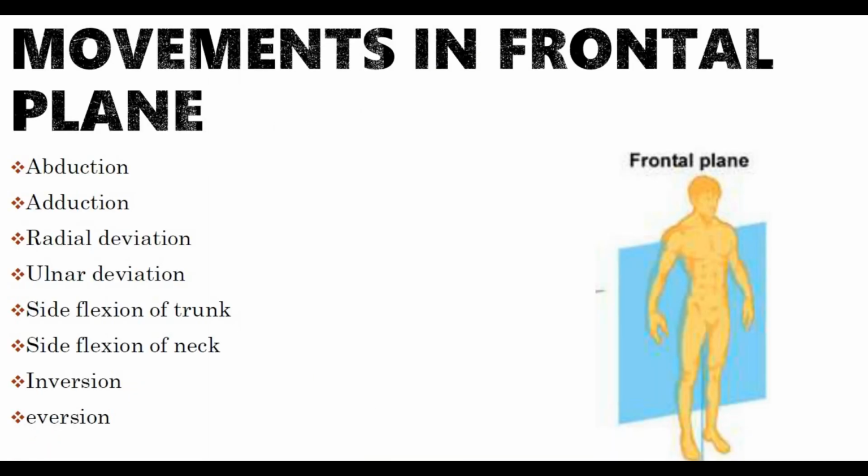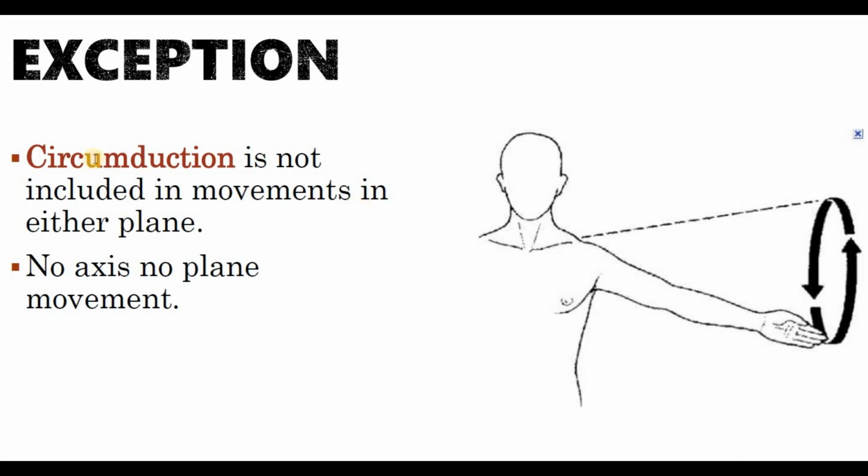The movements taking place in the frontal plane are abduction, adduction, the radial deviation and the ulnar deviation of the wrist, side flexion of the trunk and the side flexion of the neck, then inversion and eversion movements of the ankle. Okay. So there is an exception here where the circumduction of the shoulder joint is not included in the movement of either a plane or an axis. So it is also called as no axis, no plane movement.